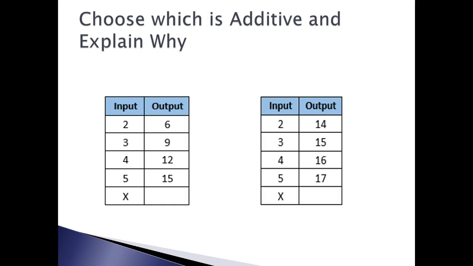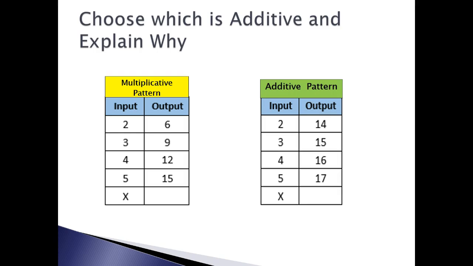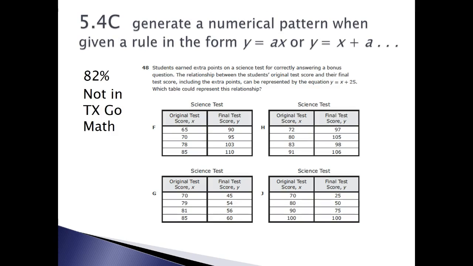Now, looking at this one, you can ask the kids which one would be additive and which one would be multiplicative, and explain why. And you can see that the first one is the multiplicative pattern, the second one is the additive pattern, because the first one is 3 times x, therefore it's multiplicative, whereas the additive pattern is x plus 12. So here the kids can create the rule for each of these. And then you can ask them which one would be the equation y equals ax and which one would be the equation y is equal to x plus a. And then hopefully they'll be able to identify that because they have the rule to go by.